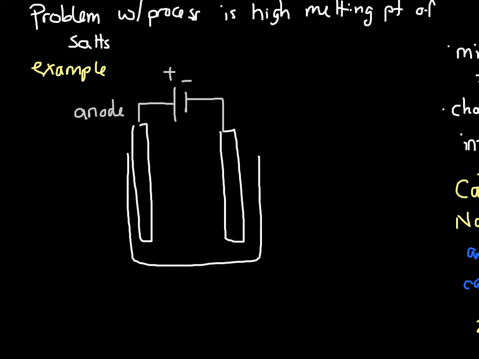Our anode is hooked to the positive side of our power supply, and it does carry a positive charge. The cathode is connected to the negative side of our power supply, and so that metal carries a negative charge. Then we have our molten solution. So here we have the molten salt, sodium chloride.